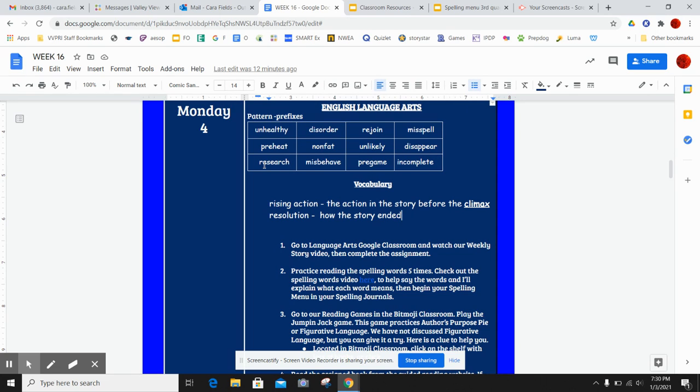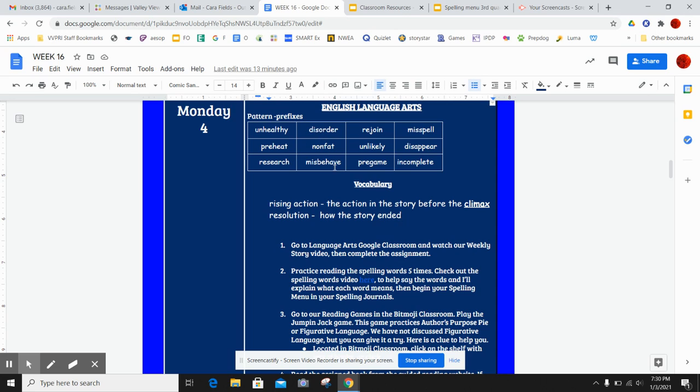Research, re means again. So if you're researching something, you have to search again and again and again for something. Okay, misbehave, miss, again, so not behaving, which I'm sure none of you have misbehaved this whole break. You're perfect. And pregame, pre means before, so something that happens before the game. So if you have a pregame party, it means you're having a party before the game. Incomplete, in means not, so it is not complete, it is incomplete. You have not completed your work, incomplete.